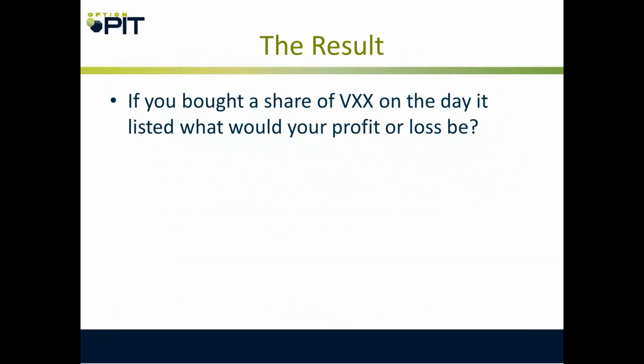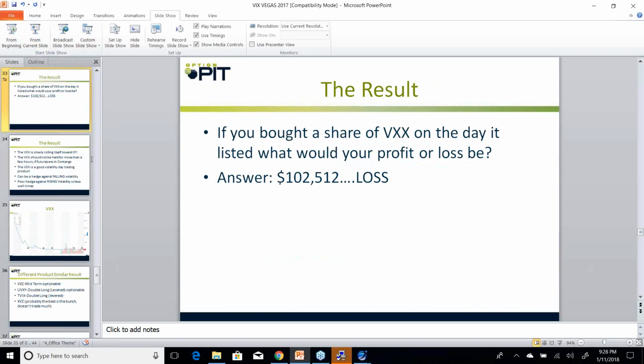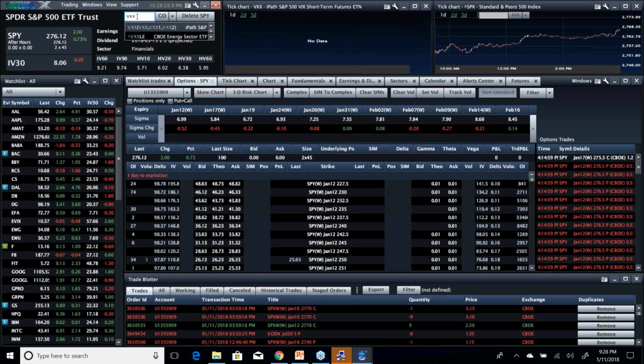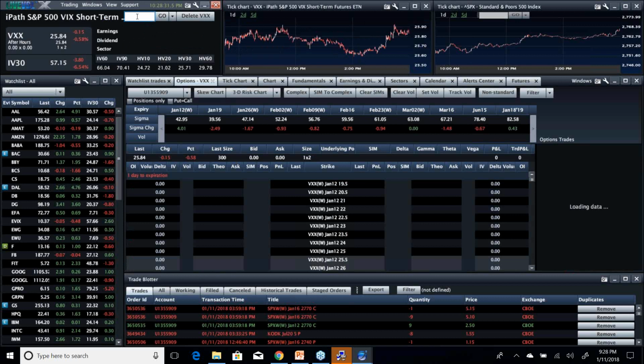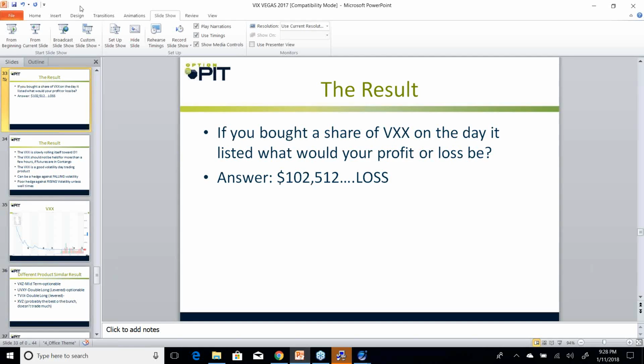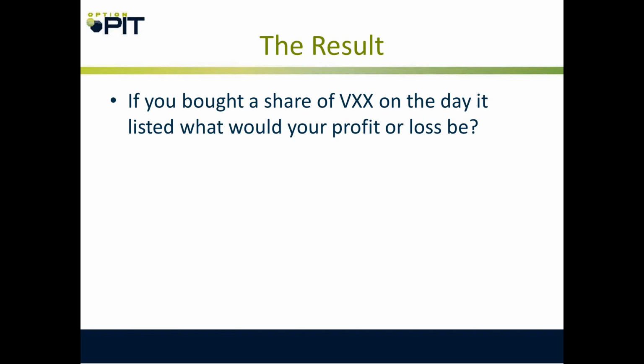So now, this is not exactly right, but if you bought one share of VXX on the day it listed, or excuse me, VXX right now is $25.84. Split adjusted, how much did a share of VXX cost on the day it listed?